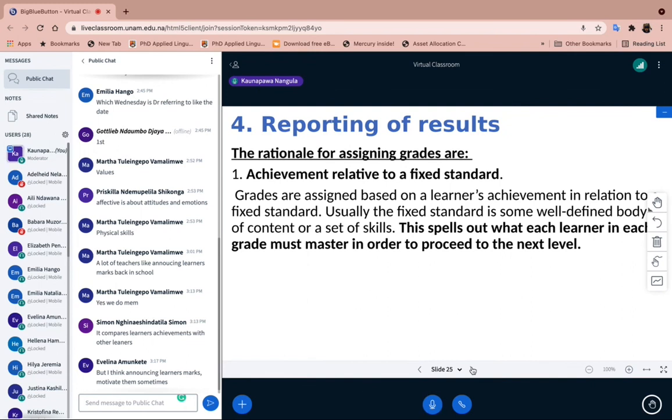We are going to go through five rationales for assigning grades. So what are those five rationales? The first one is achievement relative to a fixed standard.